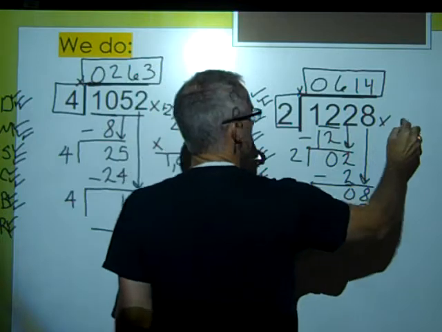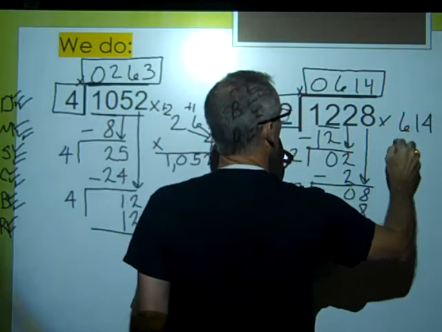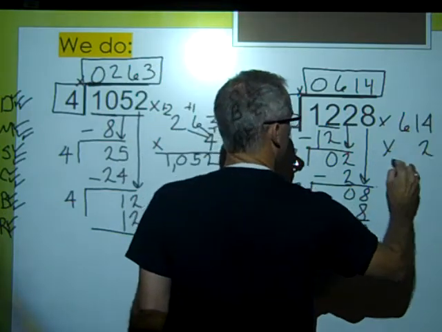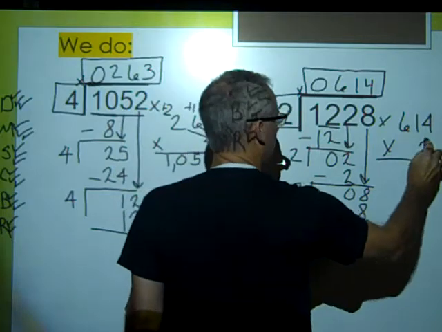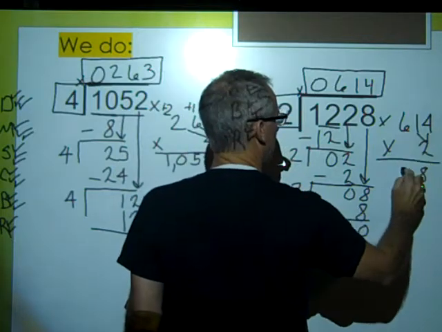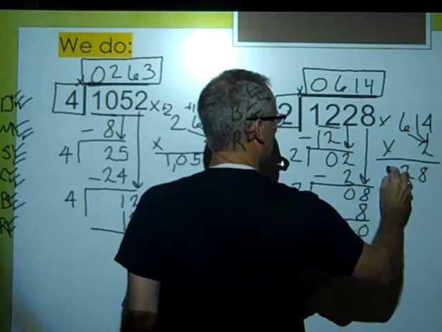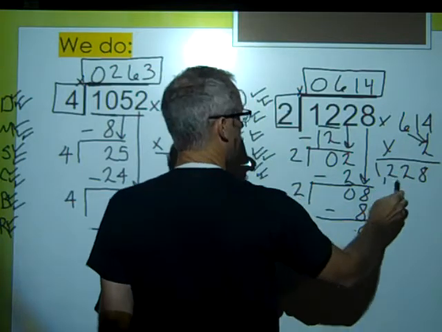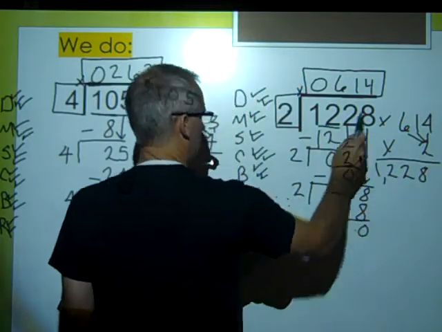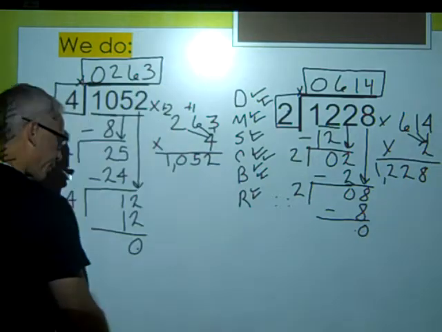How do I check that? 614 times 2. 2 times 4 is 8. 2 times 1 is 2. 2 times 6 is 12. 1,228, 1,228. So we are correct there.